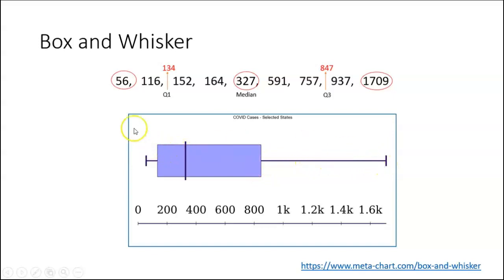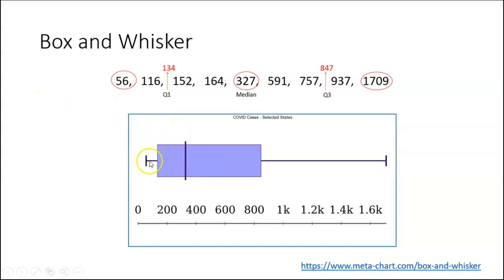But still remember, there's two numbers here that are pretty tightly packed, 56 to 116. And there's two numbers in here, 937 to 1709, that are just really spread out. So the length of the whiskers or the length of the pieces of the box are just how spread out the numbers are, not about how many there are.